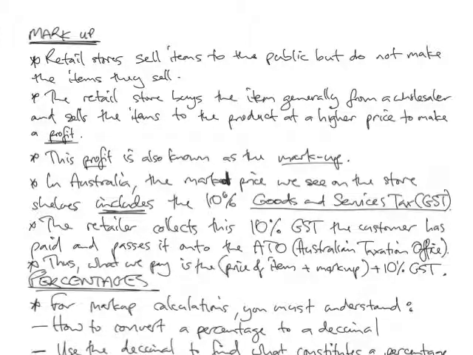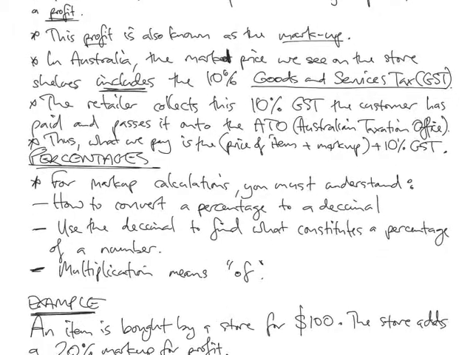So the retailer collects the 10% GST the customer has paid, and then passes it on to the ATO, which is the Australian Tax Office. So in the end, what we are paying is the price the retailer paid to get the item on their shelves, plus however much they're making on top of that, plus 10% of all of that as a GST. So, percentages. Why are we talking about percentages?